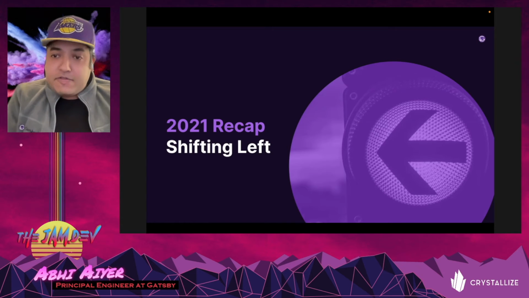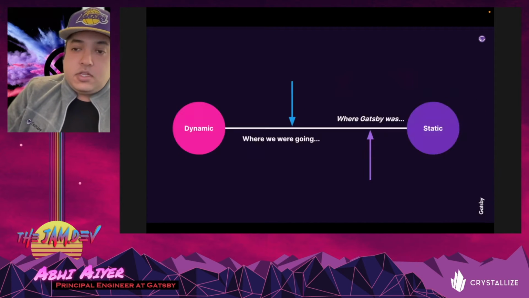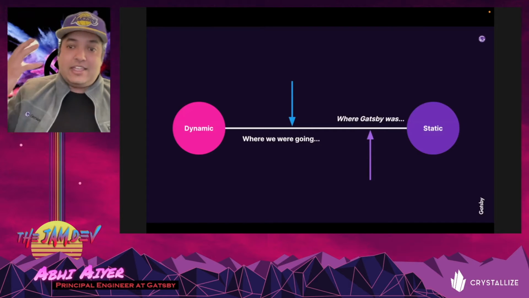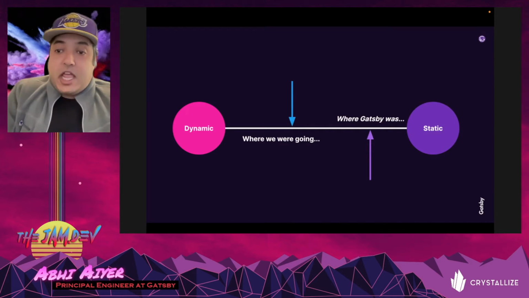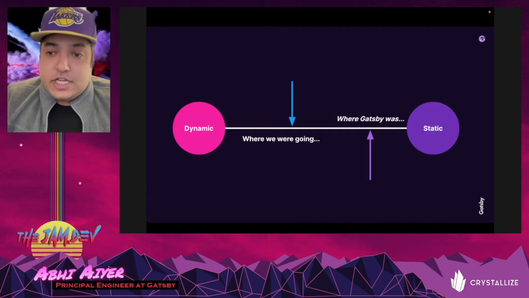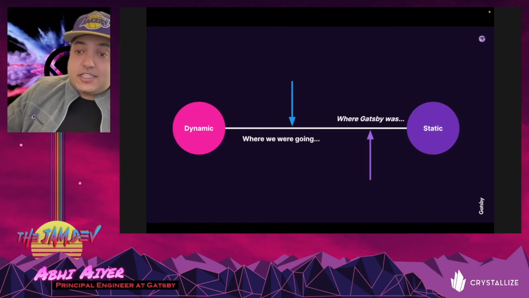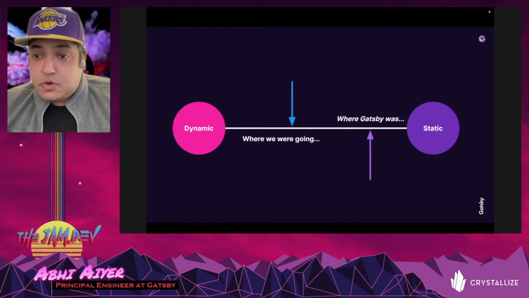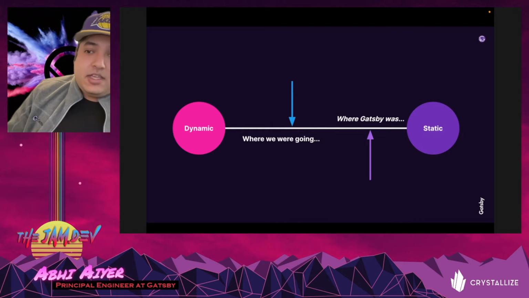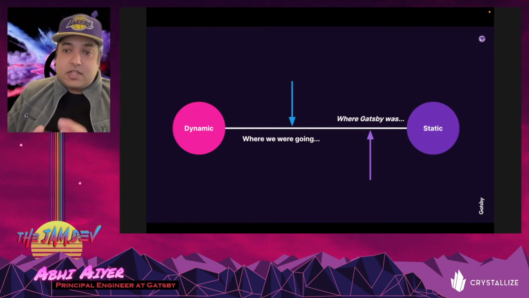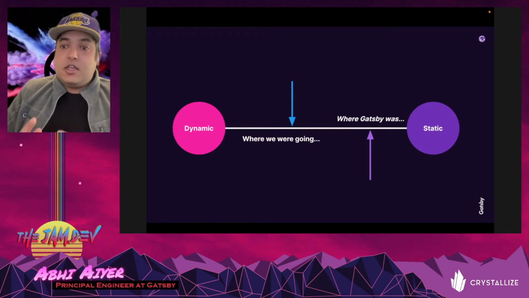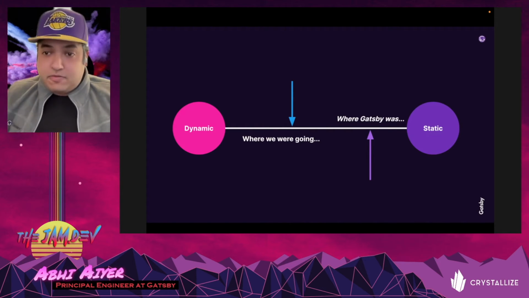Shifting left means if you imagine that dynamic is over here and static is over here, well, in the beginning of 2021, Gatsby was what you would normally be hearing in the Jamstack as the SSG, static site generator. And that's true, that's where it was. But where we're headed is not necessarily fully dynamic, it's somewhere in between, right? That's where we were headed, and that's where we're continuing to go. Somewhere in between, but definitely not as static as before.